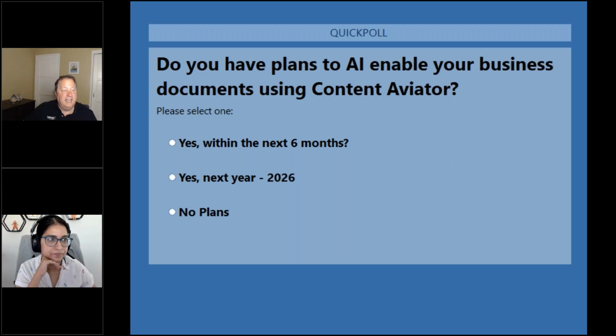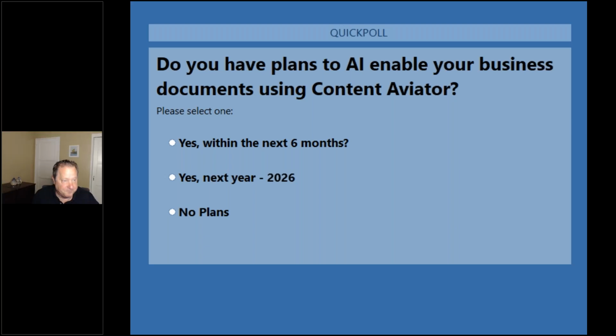Yes, I can. The question's around: do you have plans to AI enable your business documents using Content Aviator? Content Aviator is the OpenText brand name for their AI capabilities right now. We're collecting our responses. Looks like 33% say yes within the next 6 months. It's leveling out around 25%, and then the other 75% say no plans right now. So still early days, is what it's saying.